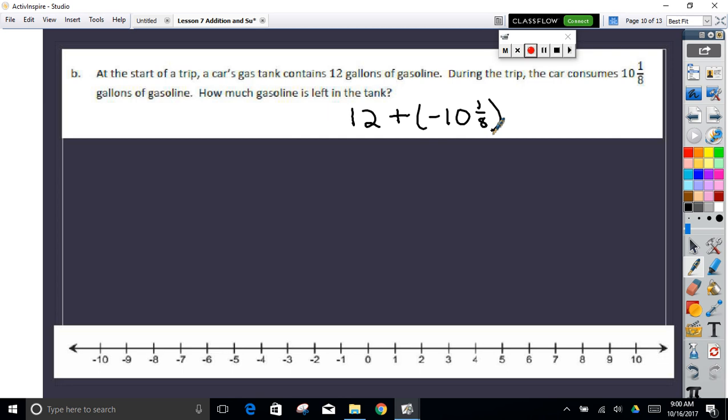Ailey, how would I use the number line to solve this? You would start at 12. Well, that's a little bit of a problem on this number line, isn't it? So let's just add in. Here's 11. I have to use a white one. Okay, here's 12. Why isn't that showing up?